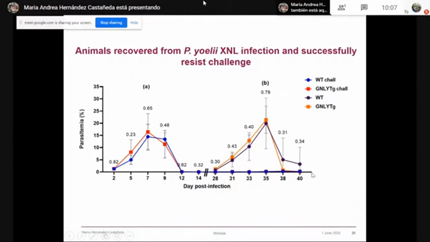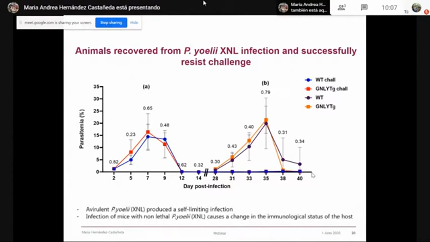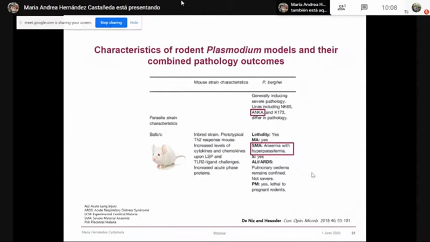Then when I started researching this particular strain, I found out that this is an avirulent strain of Plasmodium yoelii, and it actually produces a self-limited infection. And finally, at the end, the animals cleared the infection. In addition, infection with the non-lethal P. yoelii causes a change in the immunological status of the host and makes it not only clear the infection, but also become resistant to reinfection. So this particular strain of Plasmodium yoelii is not good to investigate the role of granulysin in vivo. So we checked another one, which is Plasmodium berghei ANKA.